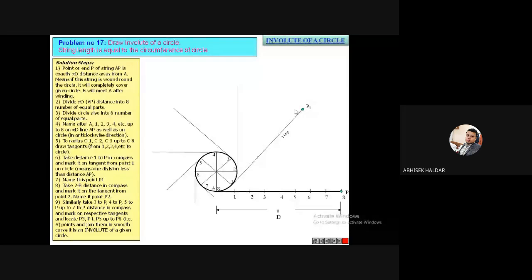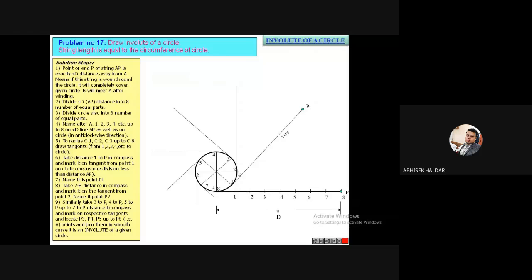Okay. Next, what will I do? Who can tell me? Next step, which length will I take? 2 to P. Sir, 2 to P. Take this 2 to P. Okay. And where will I cut?